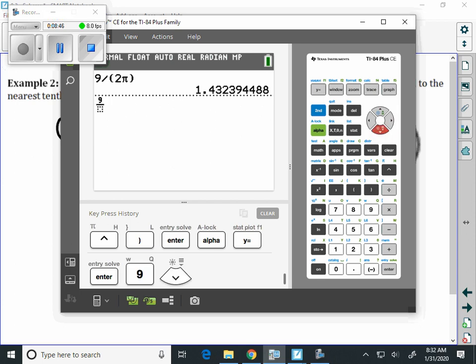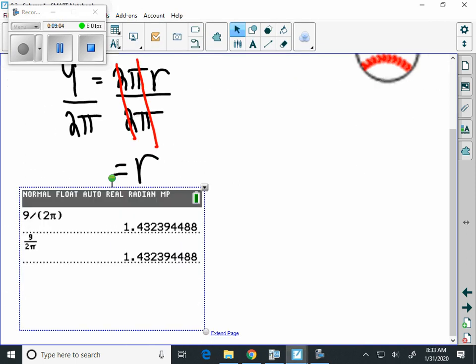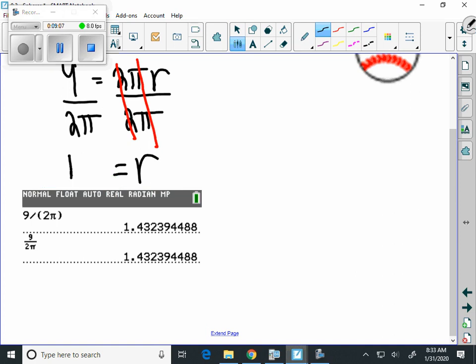But 9 divided by 2 pi gives us that answer. So if you have a fraction button, again, alpha y equals. You don't have to have a fraction button, but you do need the parentheses. Gives us 1.4. So our radius is 1.4. Looking at the 3 to determine what to do to the 4, because it says round to the nearest tenth. And now that we know that, then we need to go back and figure out, well, what is the volume?